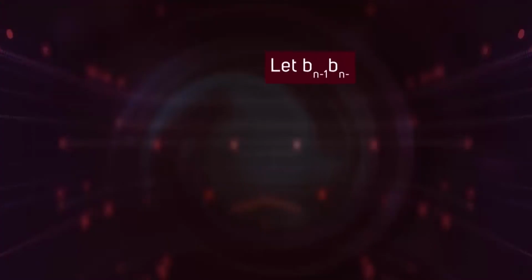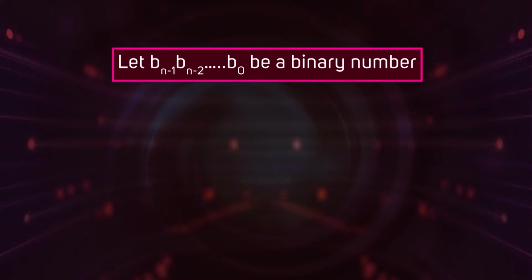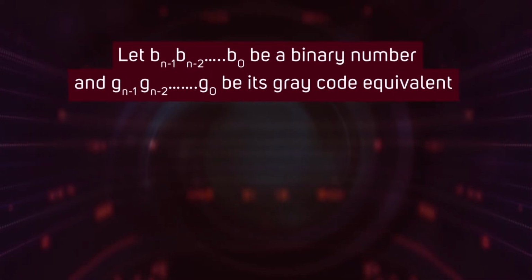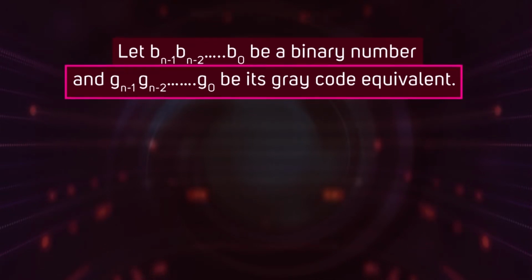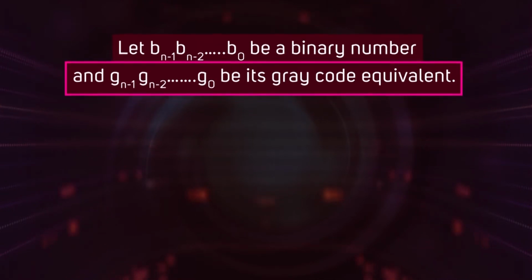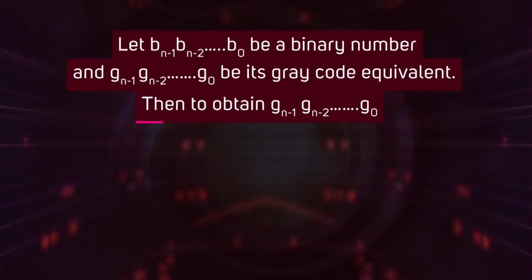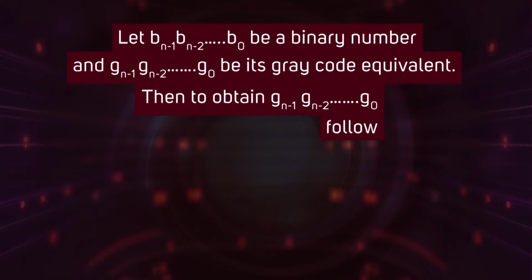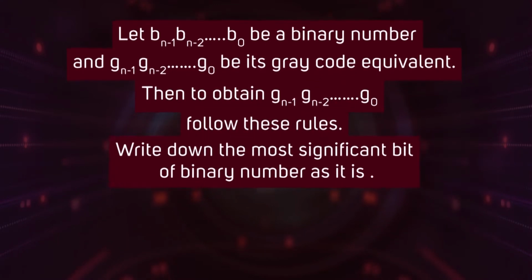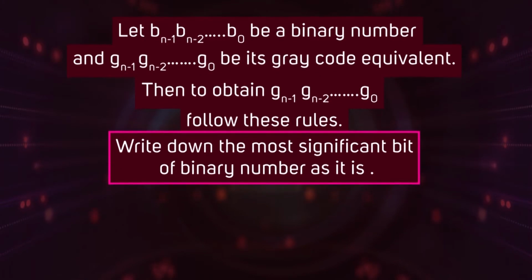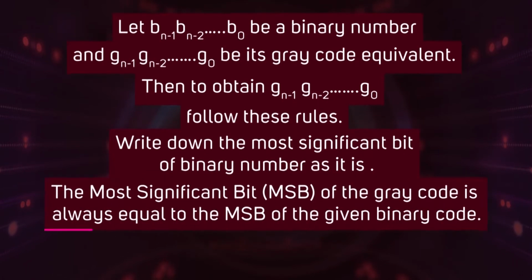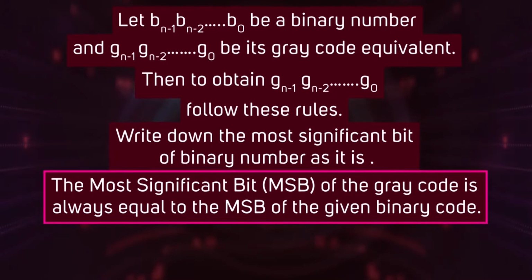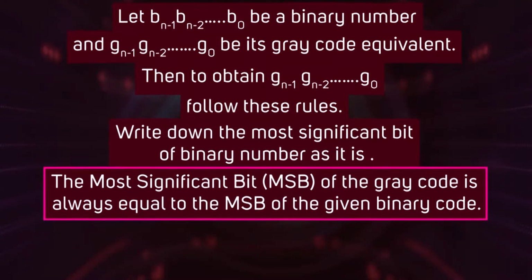For that, let Bn minus 1, Bn minus 2, etc. B naught be a binary number and Gn minus 1, Gn minus 2, etc. G naught be its gray code equivalent. Then to obtain Gn minus 1, Gn minus 2, etc. G naught, we can follow a procedure. Write down the most significant bit of binary number as it is, because the most significant bit of the gray code is always equal to the MSB of the given binary code.